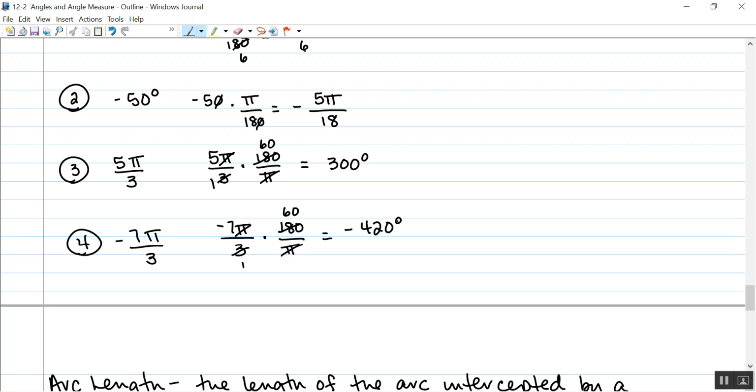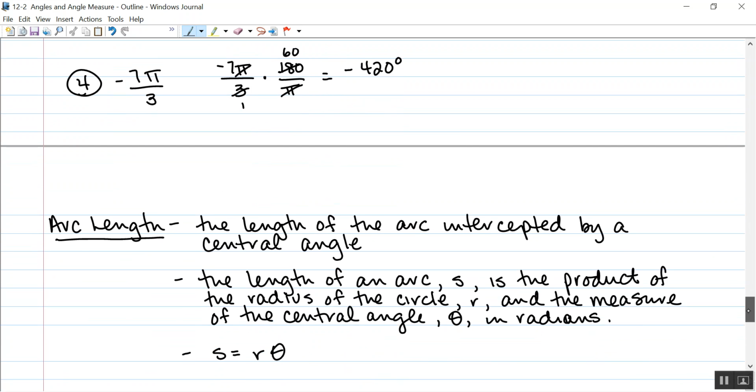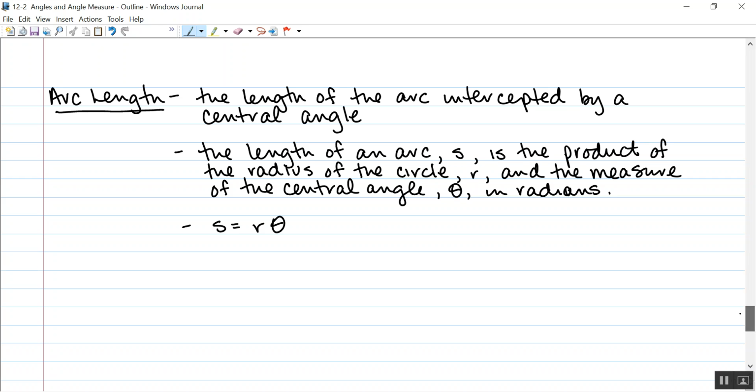And the last concept we're going to take a look at in this section is called arc length. And you may remember this from geometry. We did calculate the length of an arc, but in this case, we're going to be using radians. So you'll recall that the arc length is the length of the arc intercepted by a central angle.